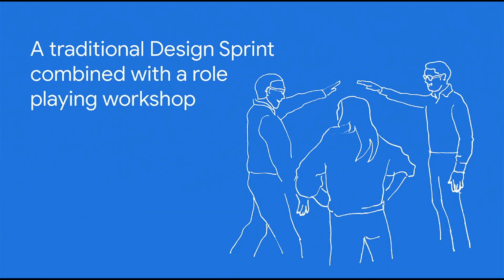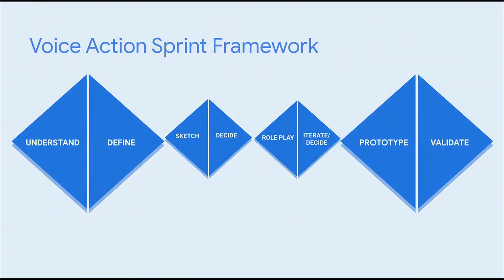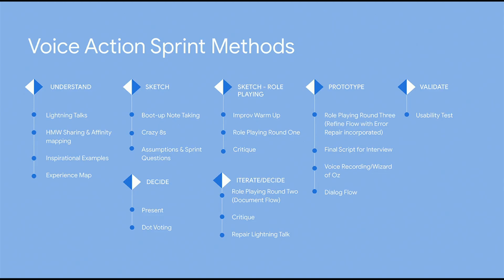But today, what we're going to be talking about is the voice action sprint model, which is really a combination of the traditional design sprint with a role-playing workshop, and that's where the conversation design is happening. The voice action sprint framework that we've created and prototyped over the last year has 8 phases. And we've done this in order to include role-playing and iteration. And we're going to go through the methods in detail today so that you can run a voice action sprint yourselves. Here's the list of them. As we mentioned, there are resources online for you to learn more about them.